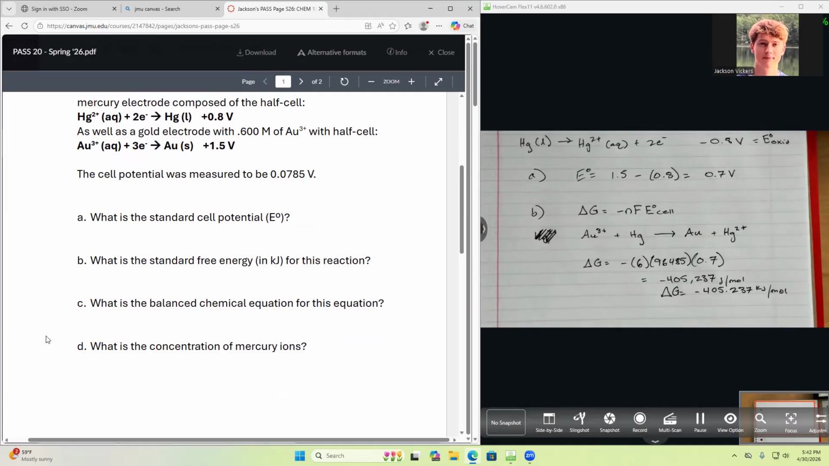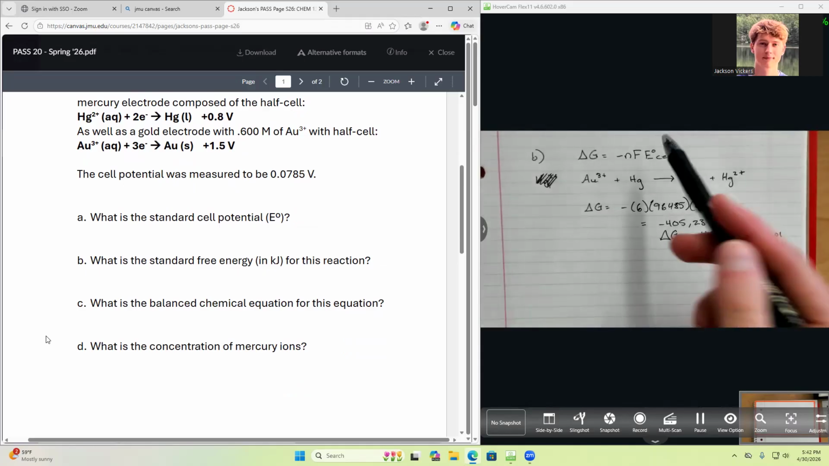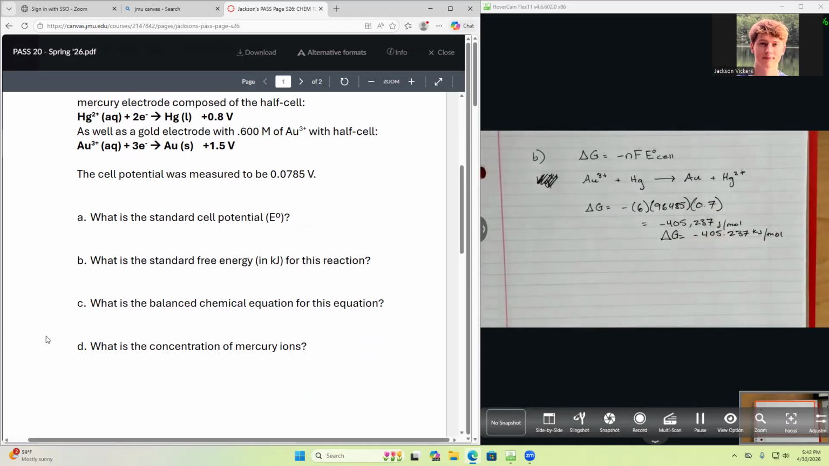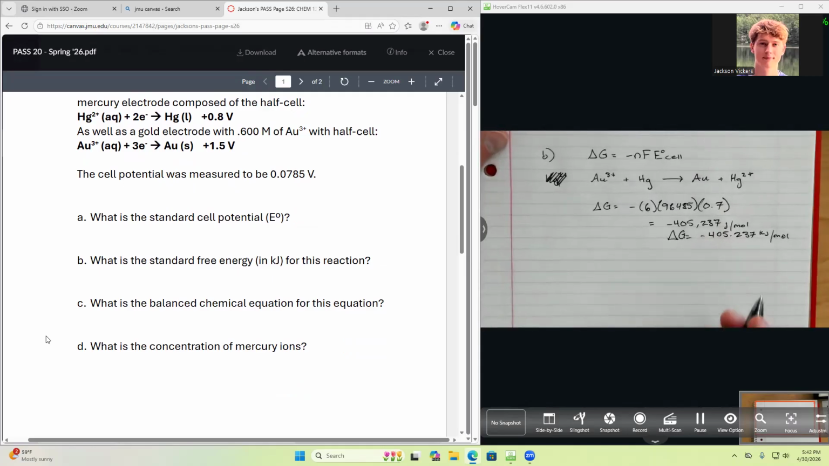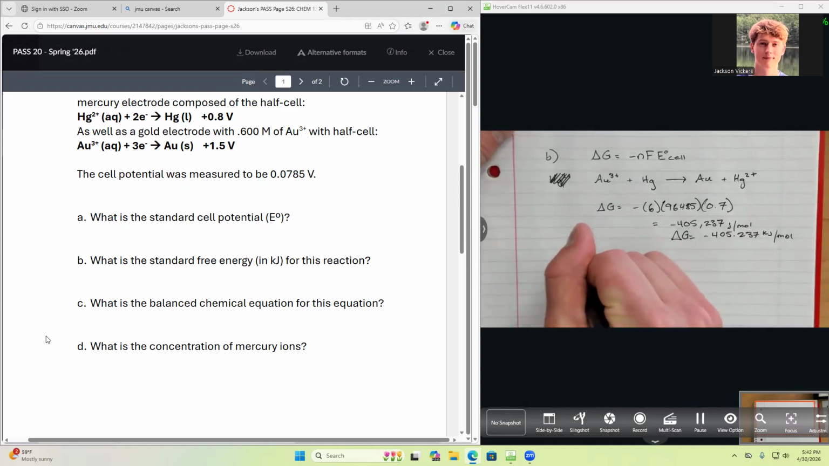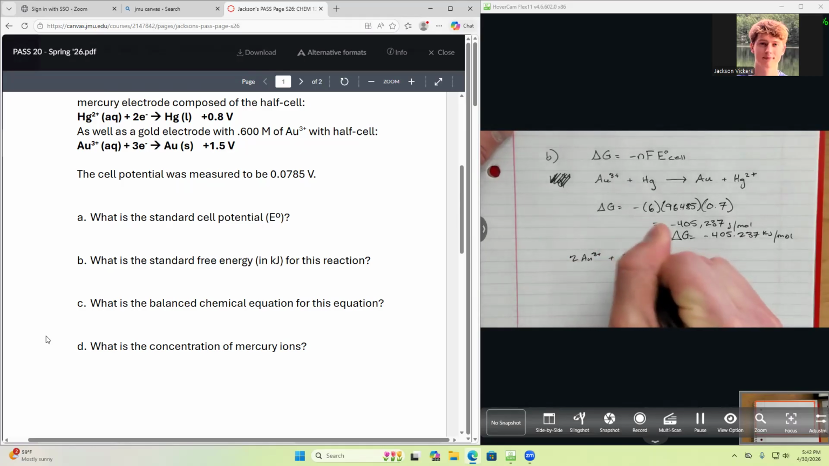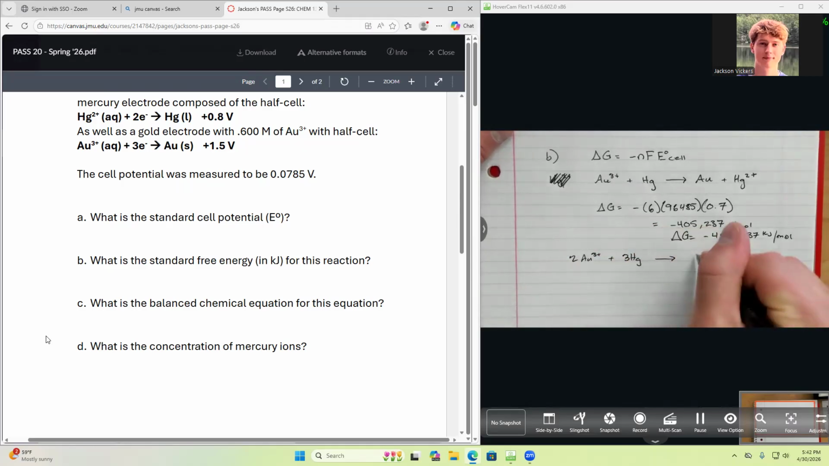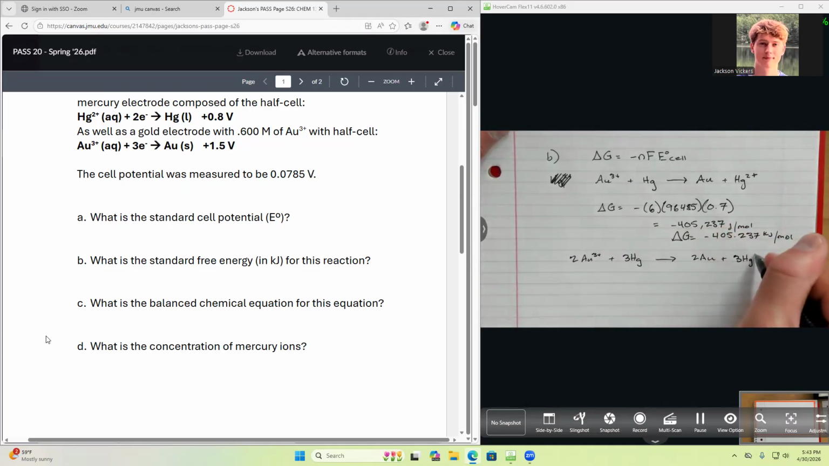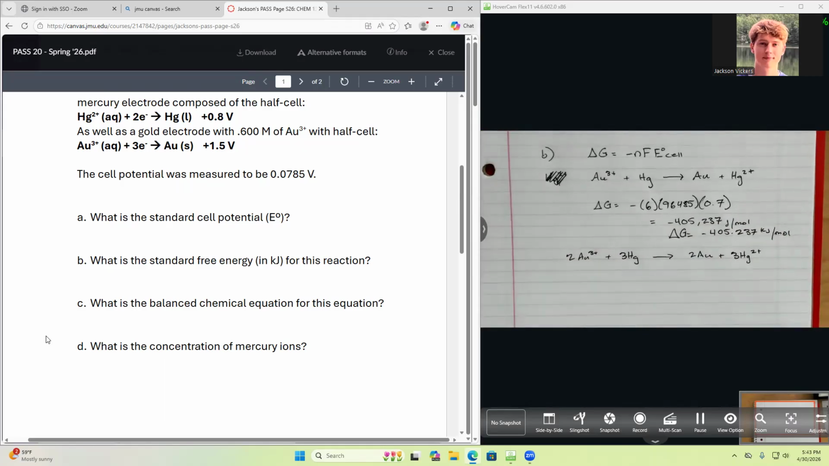Balanced chemical equation. I'll do this one with you guys because we already talked about this. If you know what n is, we know how to do this. But remember, we're going to multiply the things by 2 and 3 respectively to get it to be 6 on both sides. So what that ends up looking like is 2 Au3+ plus 3 mercury liquid goes to form 2 Au solid plus 3 mercury ions. So this is balanced with respect to atoms and electrons.